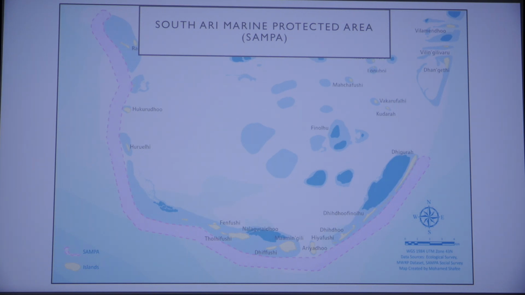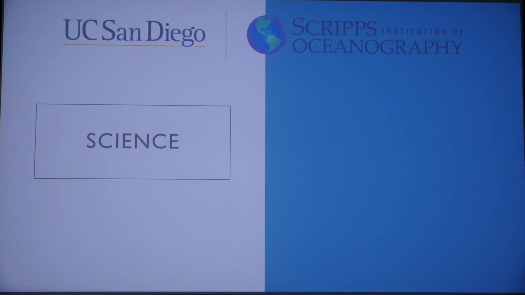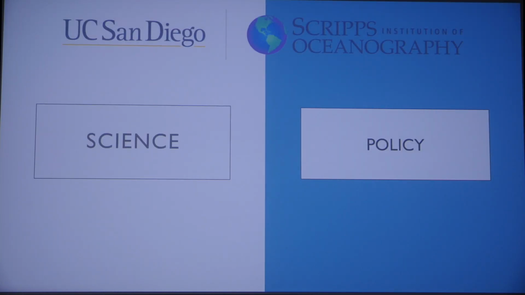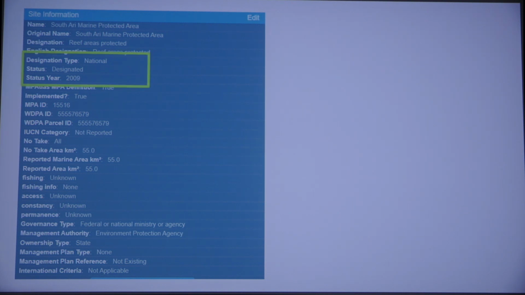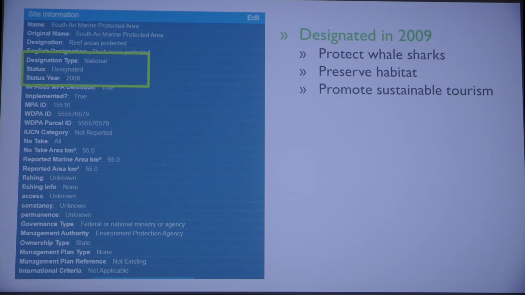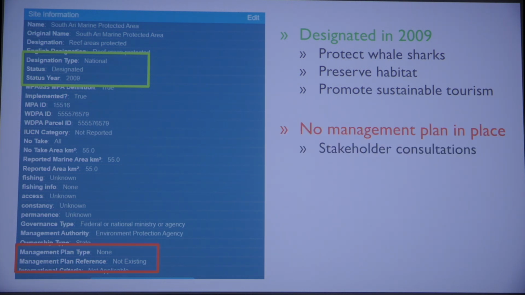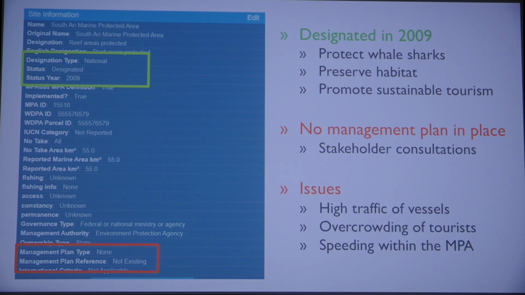When I came to Scripps, I learned more about marine protected areas. I learned about their science, I learned about their policy, and about the importance of bridging the gap between the science and the policy. So far, I had seen the science that was being done in the Maldives. Now I decided to take a look back and see what the policies were like for Sampa. I realized that although Sampa had been designated as a marine protected area in 2009, there wasn't a management plan in place yet. This meant that there was weak to no enforcement and monitoring, which had led to several issues, such as high traffic of vessels, overcrowding of tourists, and speeding within the MPA that has often led to whale shark injuries.